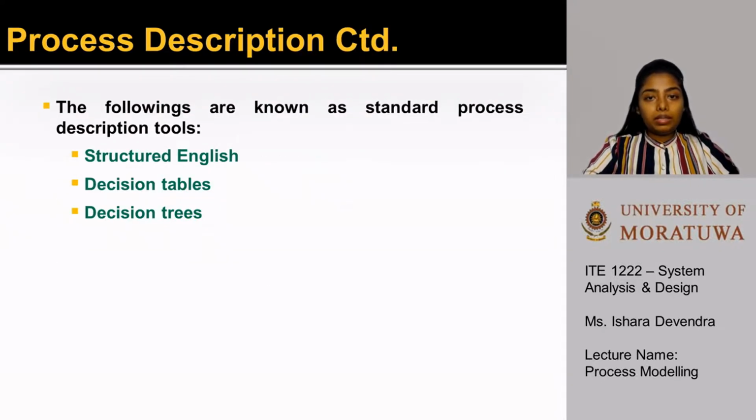When system analysts need to have effective communication with people, they require different techniques for a better understanding. Structured English, decision tables, and decision trees are some of these techniques that could be used for effective communication. These are also known as standard process description tools. According to the complexity of the problem domain, we can select any suitable technique. So let's discuss them one by one.